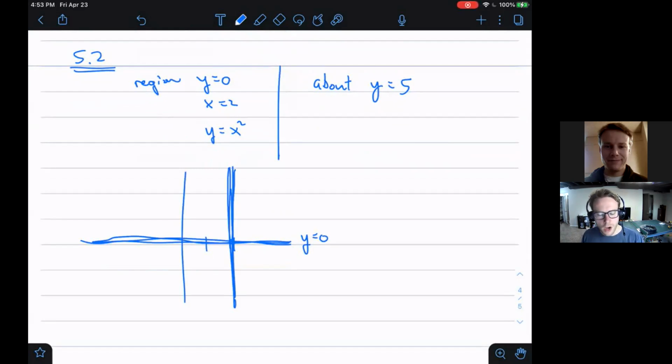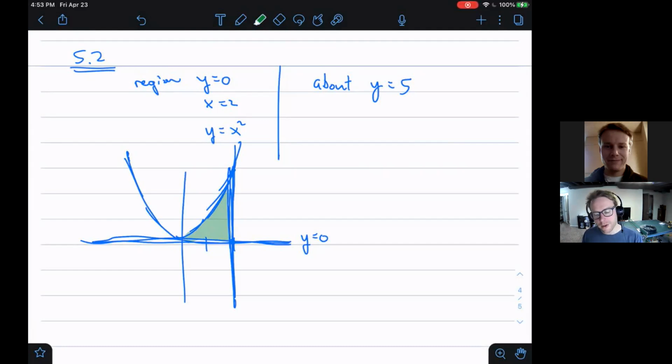And then finally, y equals x squared. That's maybe the most complicated one, but actually it's not so bad, all things considered. We have something like this, a parabola. And so the only region that is bounded by these three curves is going to be this one right here.